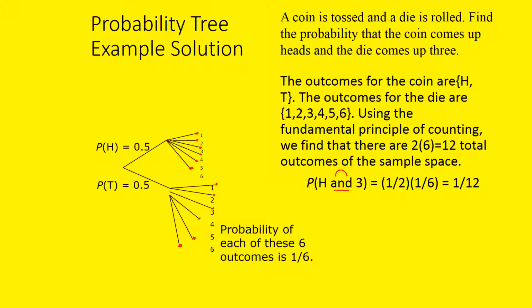1/2 for the head, 1/6 for the 3, 1/12, and you can see that it's 1/12 by looking at the tree. Heads and a 3, we're talking about, okay, what's the probability of this path right here? Well, it only happens 1 time out of 12. But you could also get it by multiplying. Fundamental principle of counting.